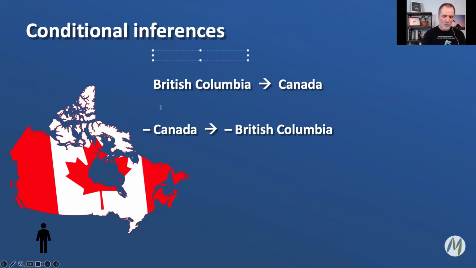An illegal negation would be: not British Columbia, then not Canada. Oops, don't want to use equal signs. We want to use arrows. Not British Columbia, then not Canada. If you're not in British Columbia, then you are not in Canada. That would be an illegal negation. That's an illegal negation.